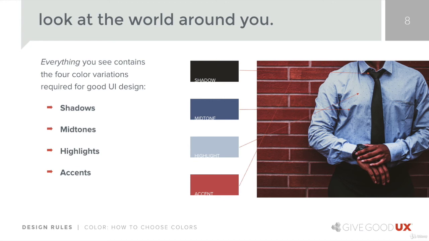Our darkest darks, the shadow, for instance, could be used for text. All right, this is all the body text that you read. The midtone could be used as a background on the navigation bar at the top or in the footer. The highlight could be used as a call-out color to call out certain boxes of text, for example. And then the accent color is all our buttons, all our hyperlinks, right? Do you see how this works?